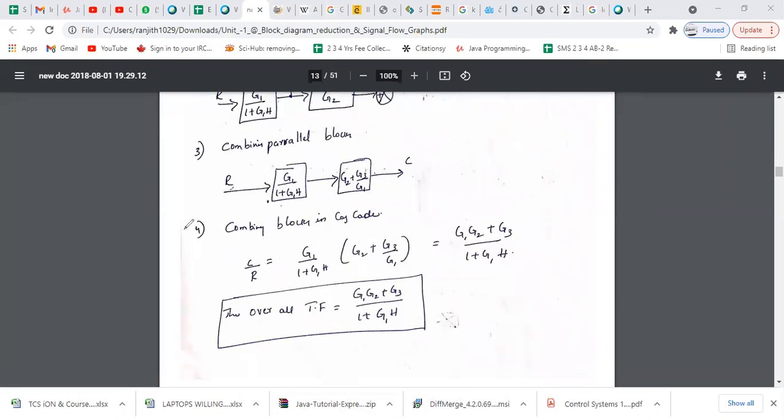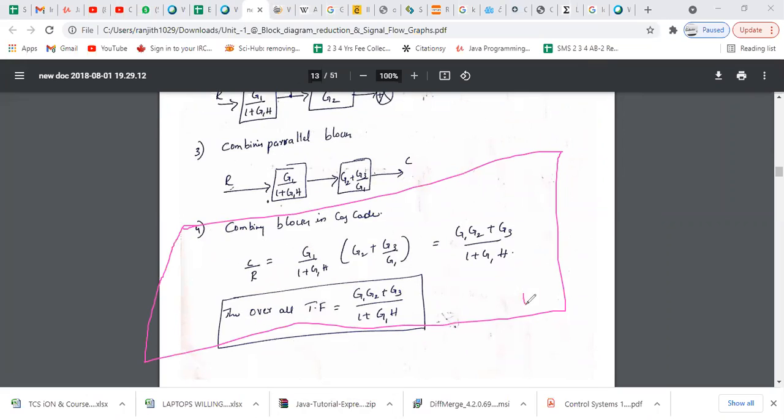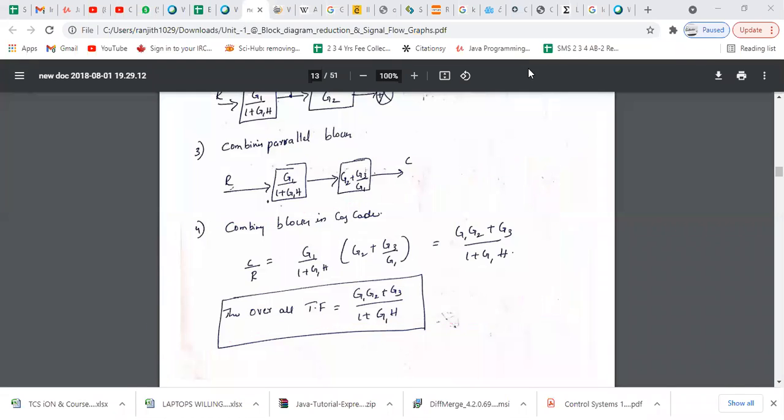It's very important for GATE competitive exams as well as your external exams. Without a question from block diagram reduction, there is no GATE paper. There is no GATE paper. Very important topic in control systems. Block diagram reduction. So very important.